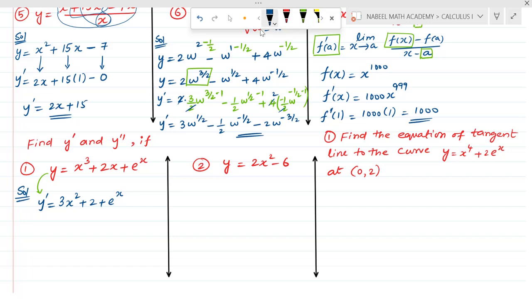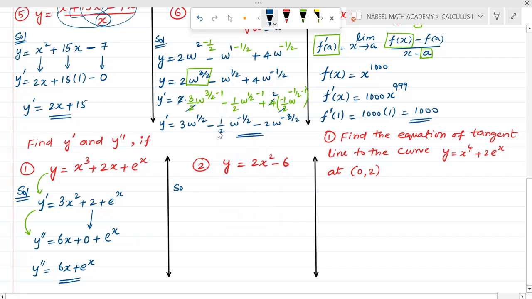Now in order to get y double prime, I have to differentiate the y prime term. So what is the differentiation? It becomes 6x, and the 2 becomes 0 because it's a constant, and e to the power x becomes e to the power x. So y double prime is equal to 6x plus e to the power x. That's it.